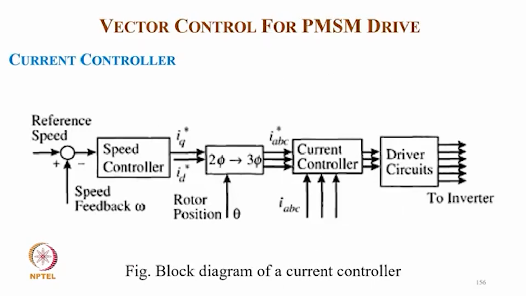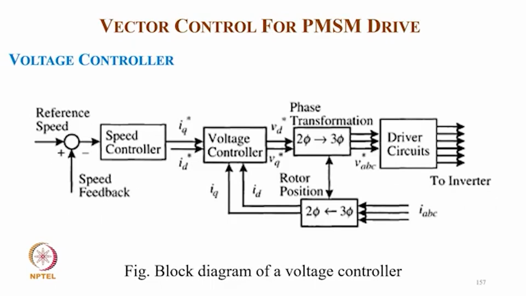And this is typically the background current control. So we have a reference speed and feedback speed. With the speed controller we get IQ, and we have ID decided by the field weakening controller. With the position we convert to three-phase current, and from the feedback of current we get the current controller to give to the inverter. And this is typically for the voltage control mode.